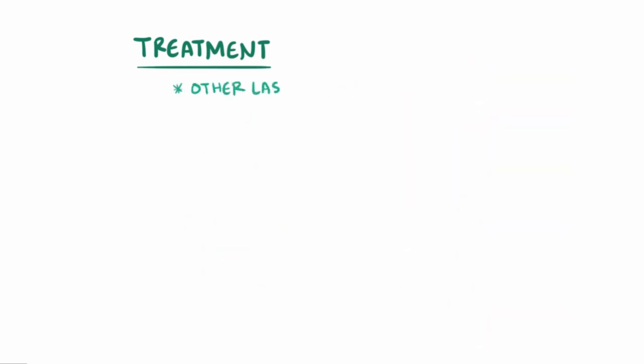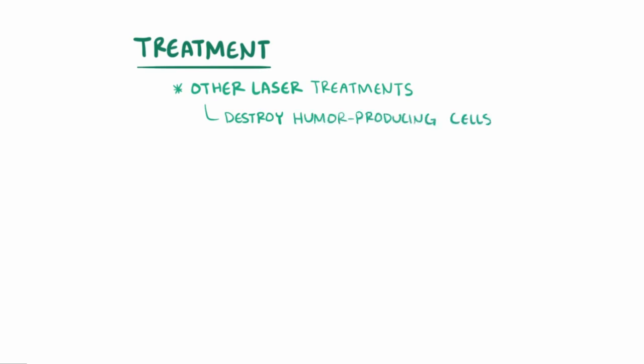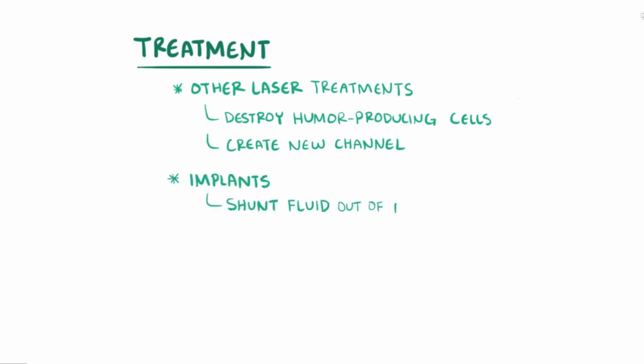And there are also other laser treatments. For example, ones that destroy the humor producing cells, which reduces the production of the fluid. And in serious cases, sometimes they can be used to create a new channel through which the aqueous humor can be drained out. And finally, there are implants that shunt fluid out of the anterior chamber by bypassing the trabecular meshwork and collecting system.